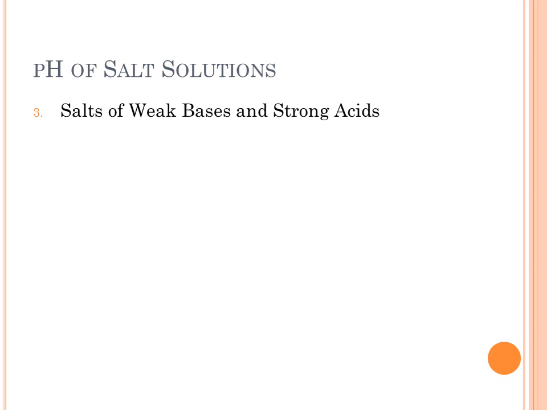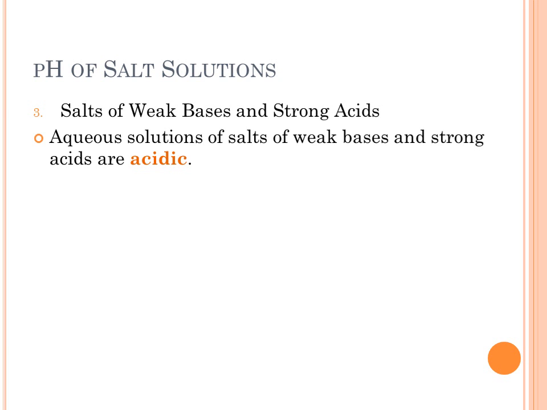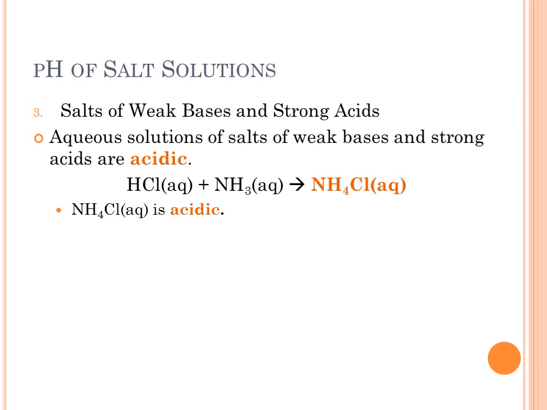We can also have salts of weak bases and strong acids. Aqueous solutions of those salts formed from the neutralization of a weak base and a strong acid are acidic. We have HCl plus ammonia forming ammonium chloride. Now, ammonium ion is acidic because it's the conjugate acid for the ammonia. Chloride ion is neutral, so our salt is acidic.